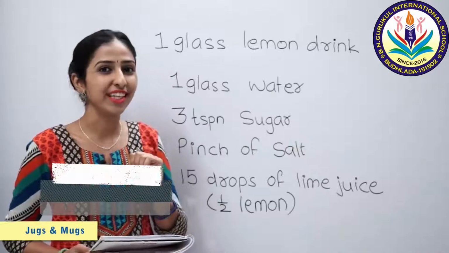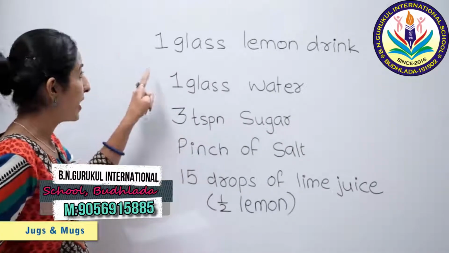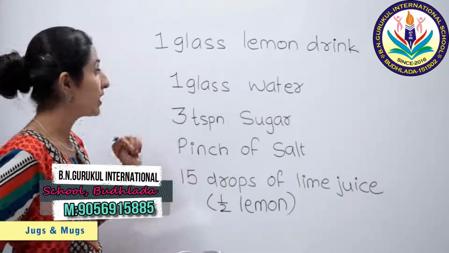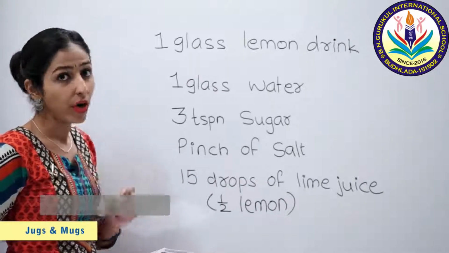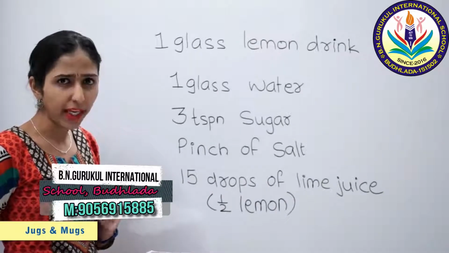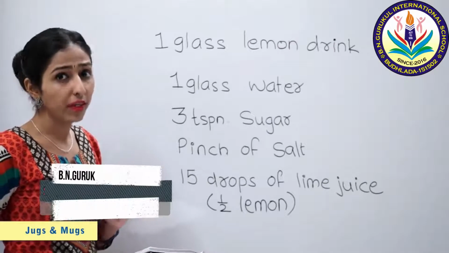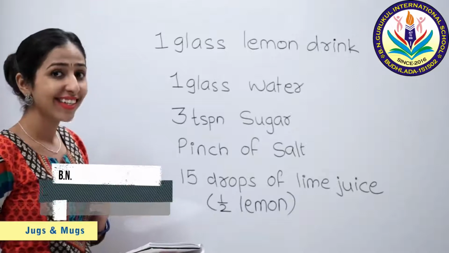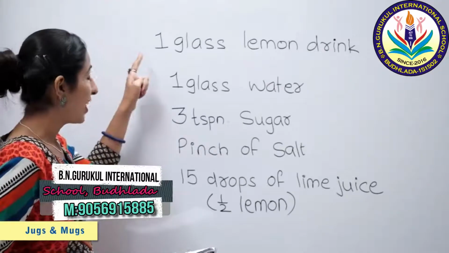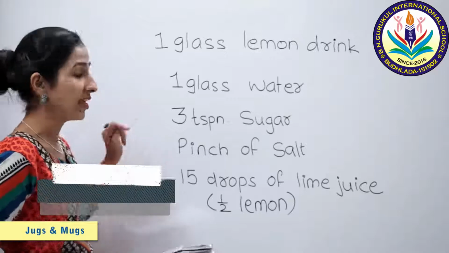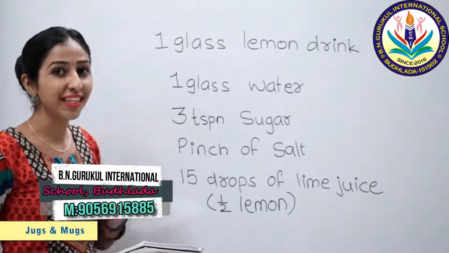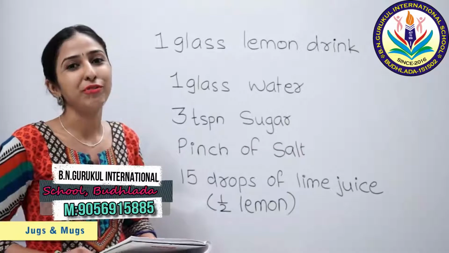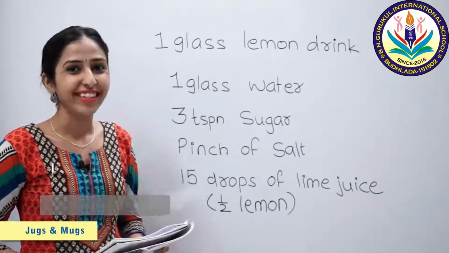How much sugar we will need for 4 glasses of juice? Let's solve this question. For making 1 glass lemon drink, I used 3 teaspoons of sugar. So, you tell me students, for making 4 glasses of juice, we will require how many teaspoons? 1 glass requires 3 teaspoons. So, 4 glasses will require 12 teaspoons of sugar. Very good.